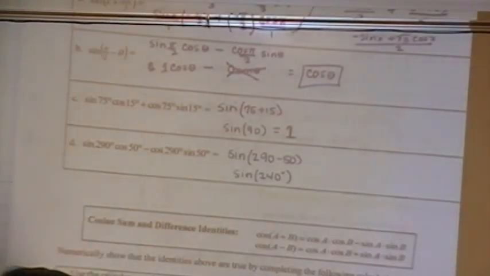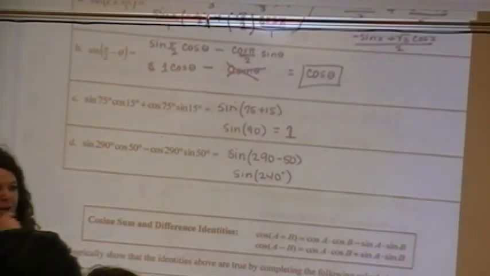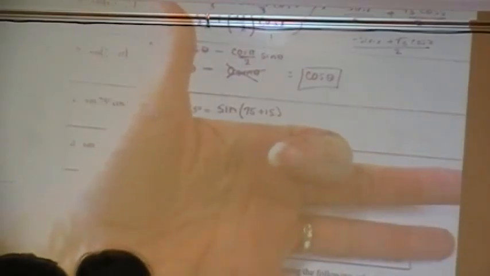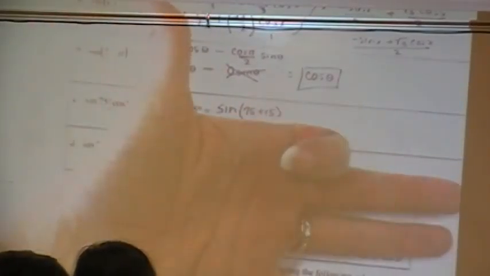If 270 is straight down, then 240 is about right here. I backed up 30 degrees, and there are 3 pieces: 1, 2, 3. I've just broken pi into thirds. That's what helps me know what finger to use. So I'm using this finger, and my ordered pair is cosine is a half, sine is square root of 3 over 2. And that's the one I'm concerned about.